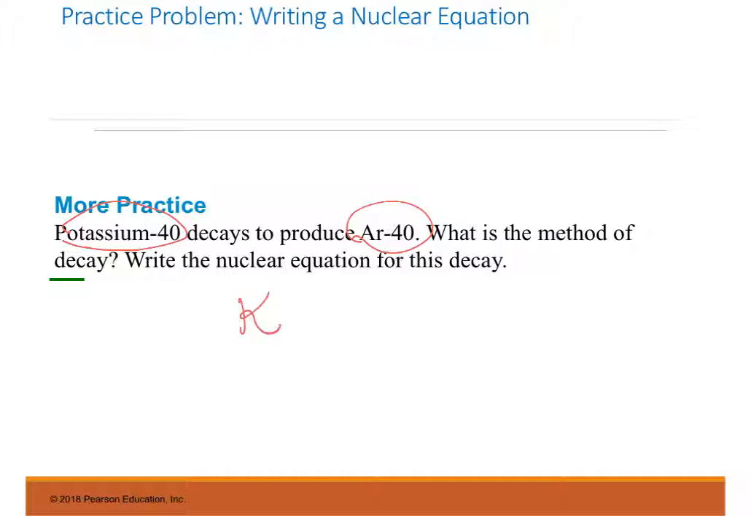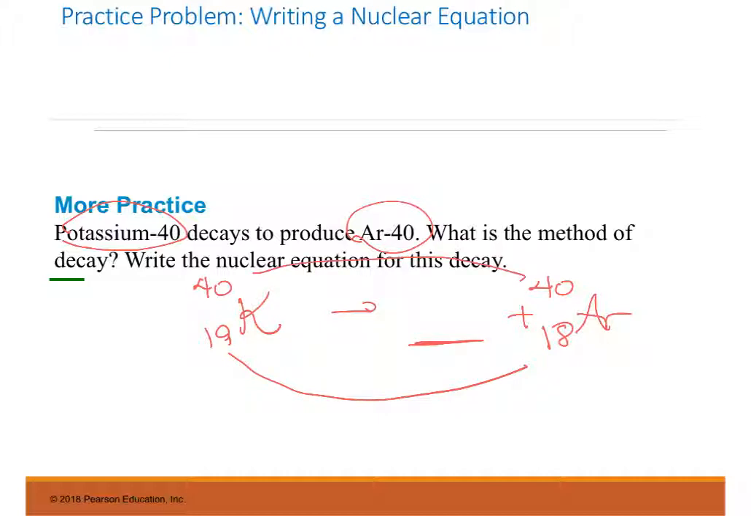All right, so potassium, mass number of 40, periodic table tells me atomic number is 19, and I'm going to form some type of decay particle. And the daughter nuclide is going to be argon with a mass that hasn't changed. So right away I know it's not alpha decay, right? And argon has an atomic number of 18. So what type of decay keeps the mass the same and actually loses a proton?